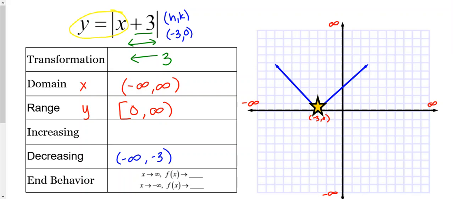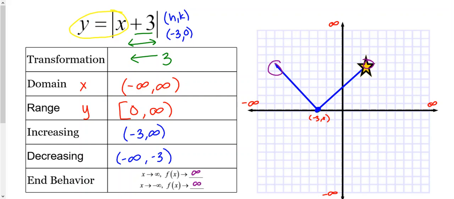And then from -3 to the other side, I am increasing. So I can say I'm increasing from -3 to +infinity. And then finally, end behavior is asking which way is the graph pointing? What way are my arrows pointing at the end? And they are both pointing up, which represents +infinity.